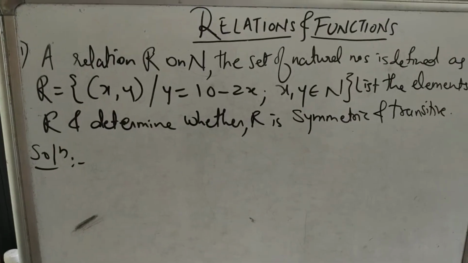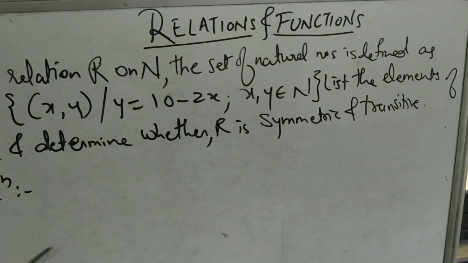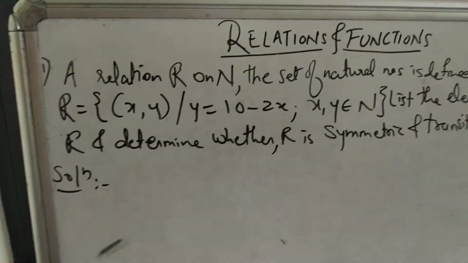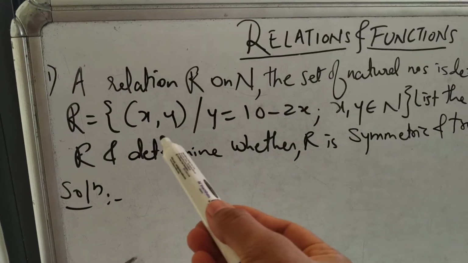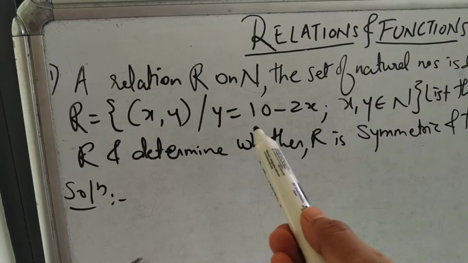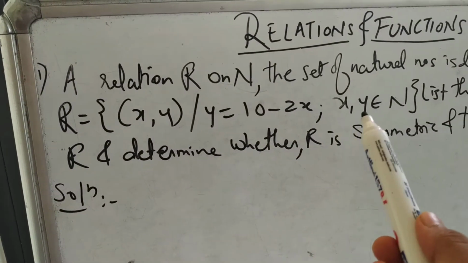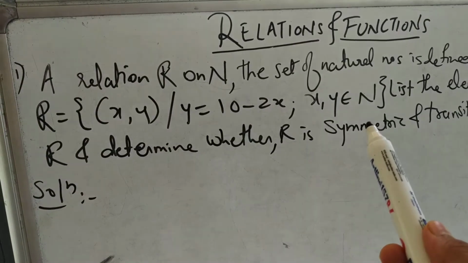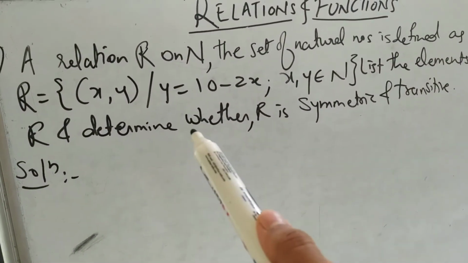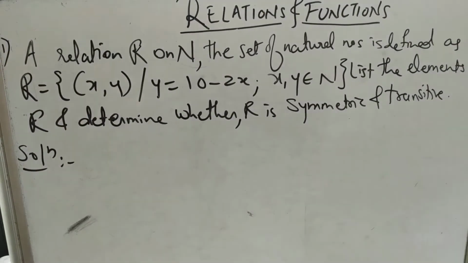A relation R on N, the set of natural numbers, is defined as R equals (x, y) where y is defined as 10 minus 2x, and x, y belong to natural numbers. List the elements of R and determine whether R is symmetric and transitive.